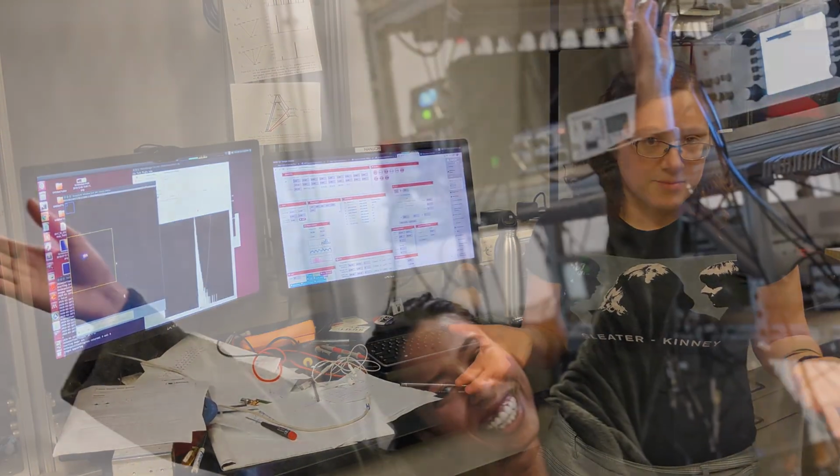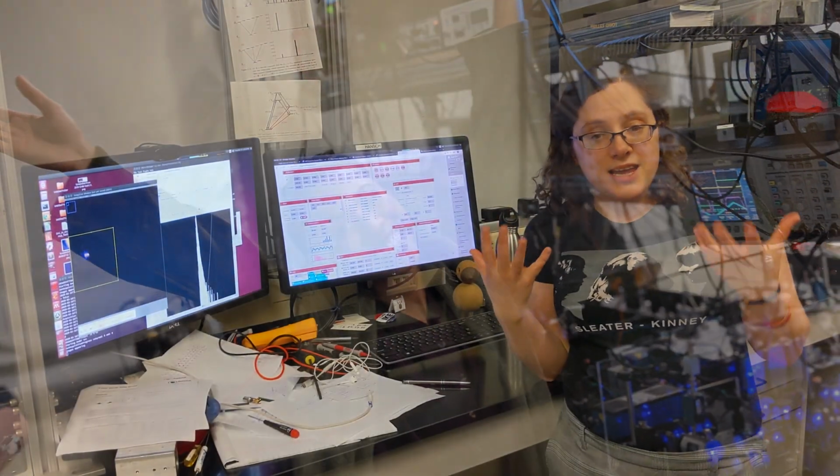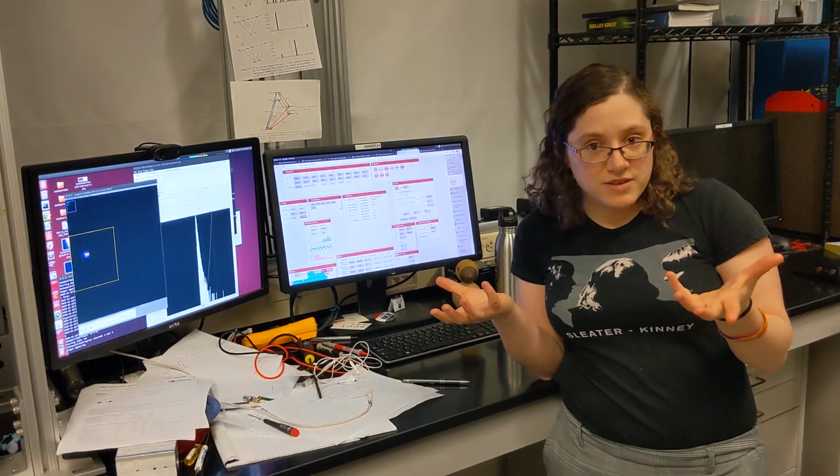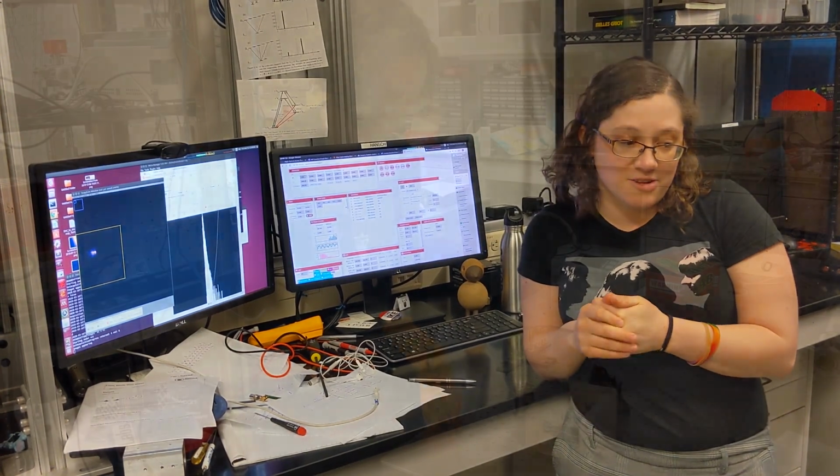So that's a really exciting place for a grad student to be in, because if you joined the group, you would be able to actually help us set the direction of a lot of these experiments, and you would be able to see them through to what we think will be some really exciting results.